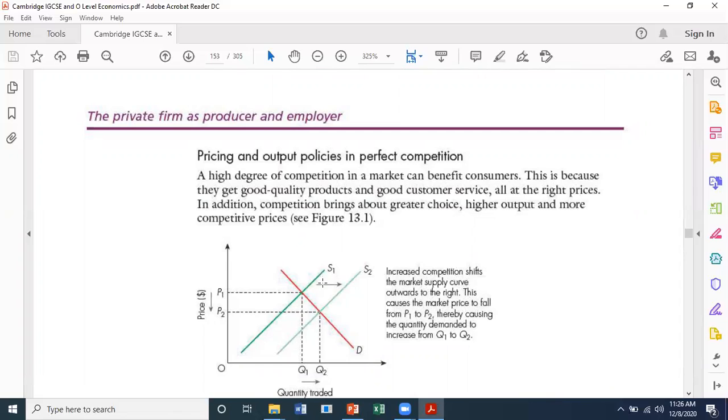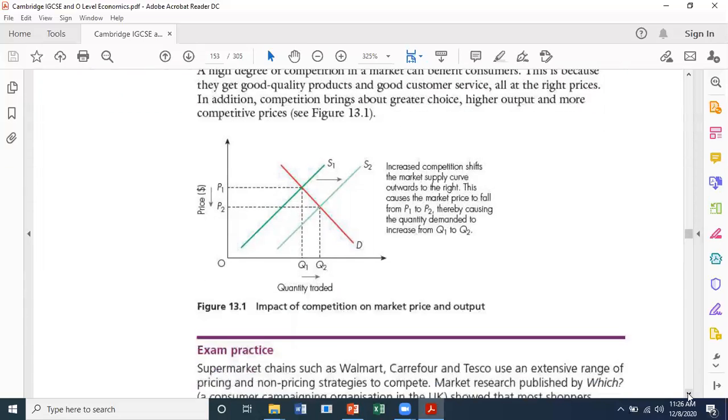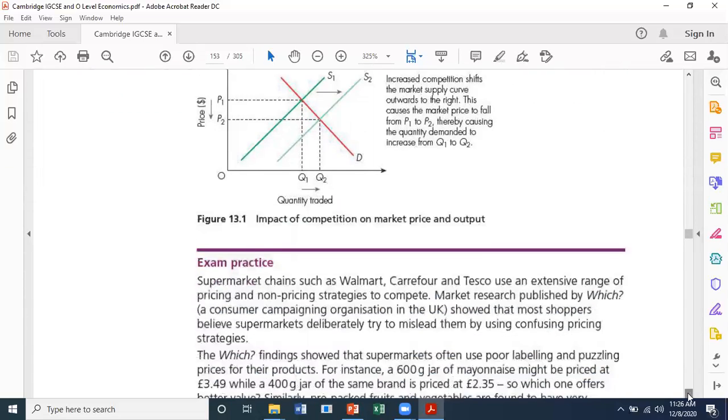Okay, if you look into it, the prices are going to go down, and this is one of the reasons quantity increases from Q1 to Q2. As we can see, there is a shift of the supply from S1 to S2. Increased competition shifts the market supply curve outward to the right. This causes the market price to fall from P1 to P2, thereby causing the quantity demanded to increase from Q1 to Q2. So this is what perfect competition says.